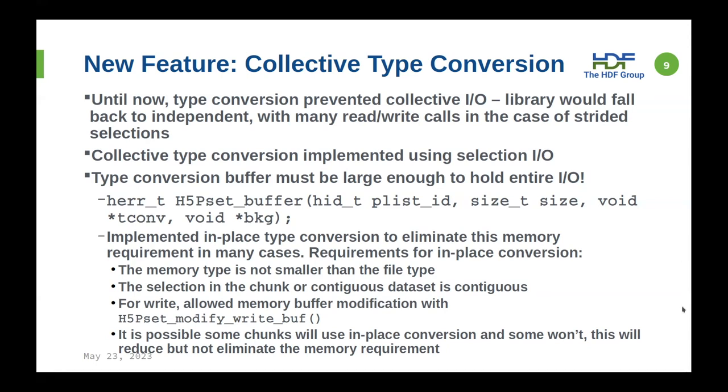To make sure that the buffer is large enough, you can use H5Pset_buffer. You can use that to either set a maximum size and pass the buffers as null, in which case the library will allocate them for you, or you can set the size, allocate the buffers, and pass the buffers yourself.